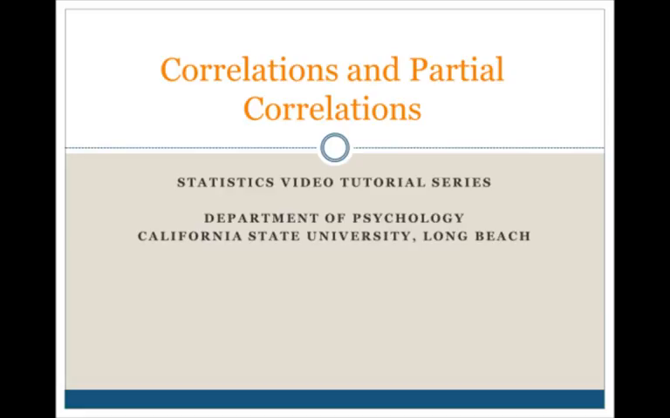Welcome to the SPSS tutorial video on correlations and partial correlations. Today we'll be covering Pearson correlations. These are sometimes called zero-order or bivariate correlations, as well as how to calculate partial correlations in SPSS.